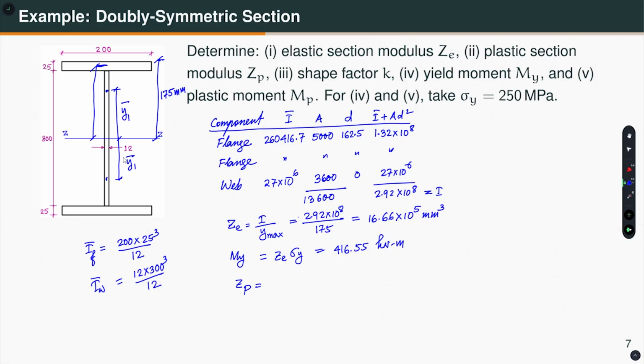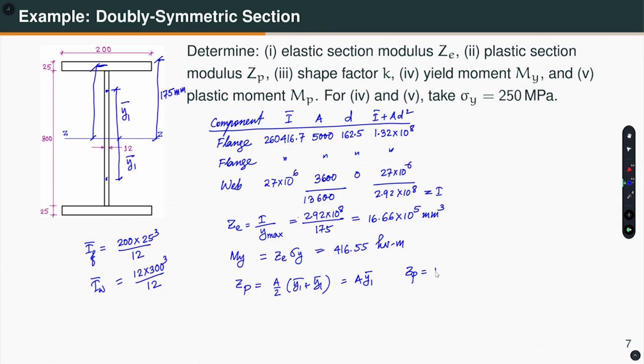Then I can say ZP is equal to area by 2 into y1 bar plus y1 bar, which is equal to A into y1 bar. This is one way to do it. The other way is I can take each component, let us say this component above the plastic neutral axis, and then I can sum them like this.